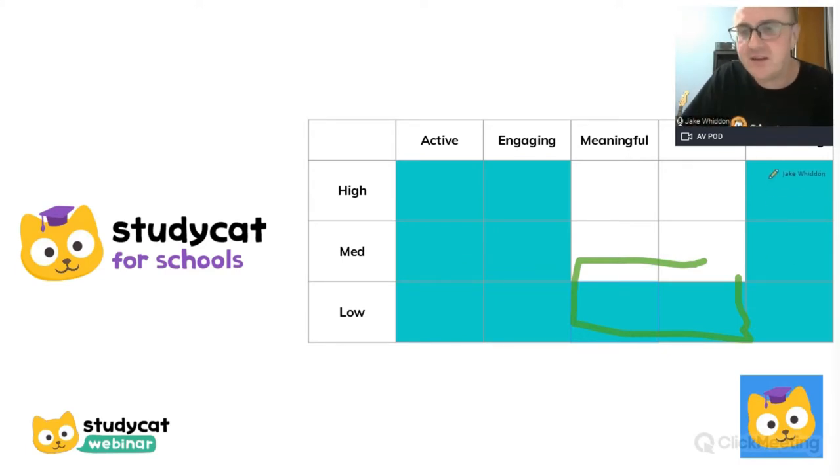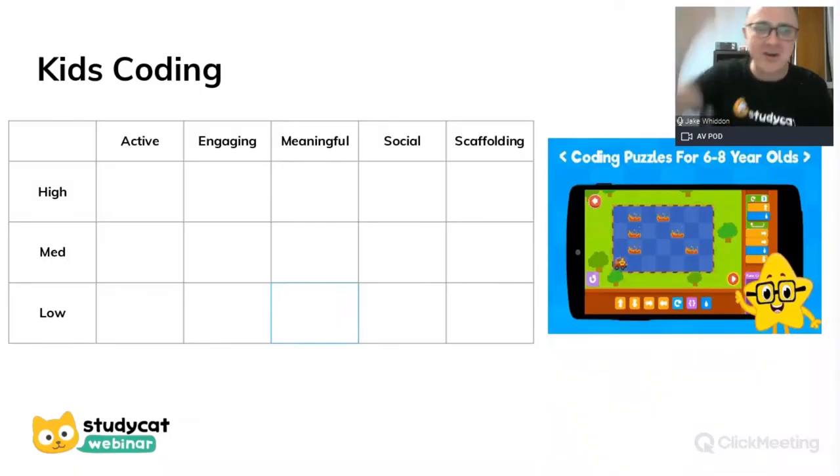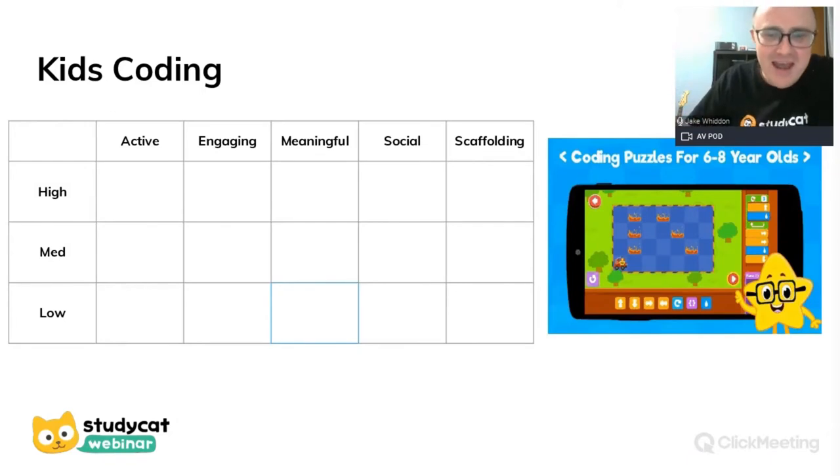But it's aligned to Cambridge Young Learners, so there's a lot of scaffolding going through. As you saw in each activity there, it starts easy and then it gets harder and harder throughout the activity, just adding some more scaffolding, plus it's part of a big course. So that's my bit about StudyCat for Schools, which you can always download and check out if you contact us on our website.